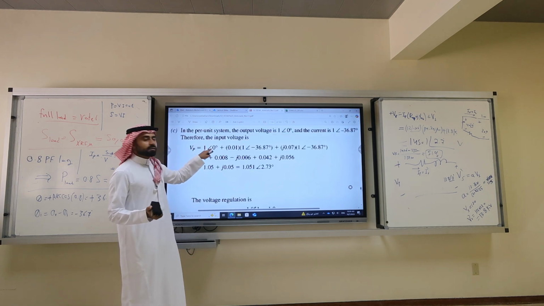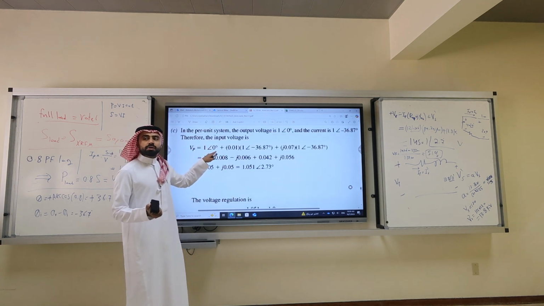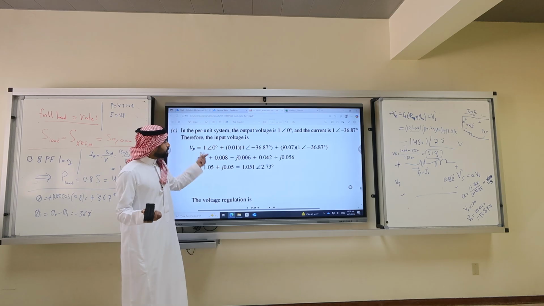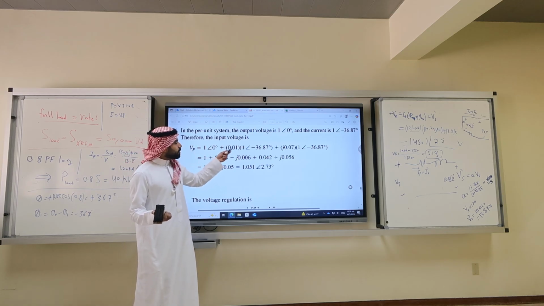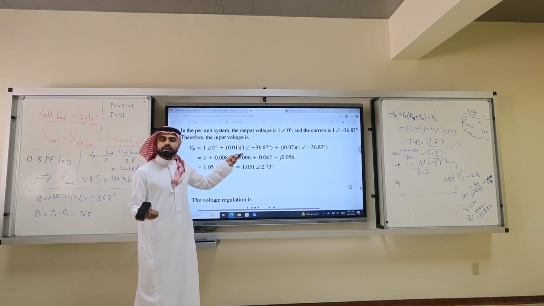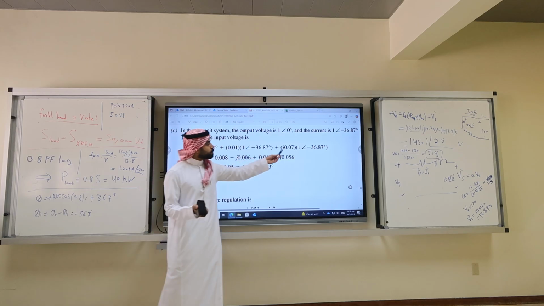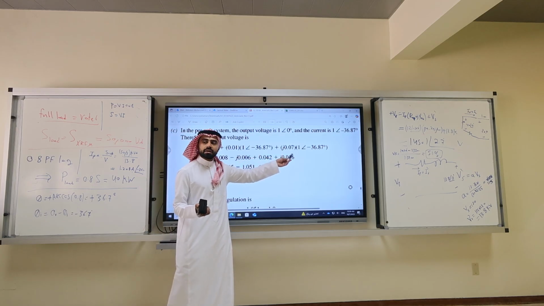What is this quantity? Vs prime is equal to V base. What is V base? 13.8. What is Vs prime? 13.8. Divide them, you will get 1 per unit plus 0.01. From where did the 0.01 come? From the resistance, it is 1%. And J 0.07 from what?